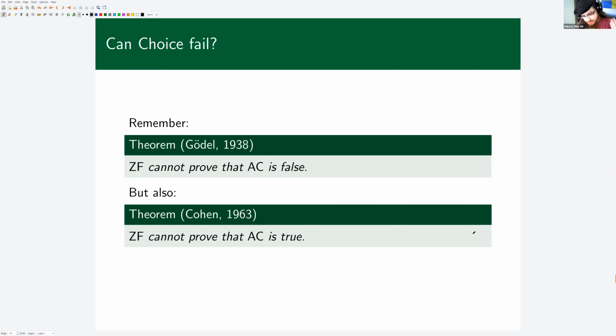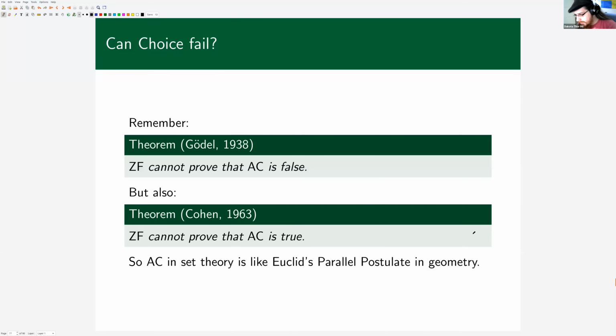If you know anything about Euclidean geometry, it's very much like Euclid's parallel postulate. AC is to ZF set theory as the parallel postulate is to plane geometry, where if you assume it's true, you get some kind of theory, and if you assume it's false, you get some other kind of theory. In geometry, if you assume the parallel postulate, you get nice Euclidean geometry, and if you assume the negation of the parallel postulate, you get hyperbolic geometry. When people realized that this could happen, they started studying hyperbolic geometry and a lot of interesting mathematics happened. And the same can happen here.